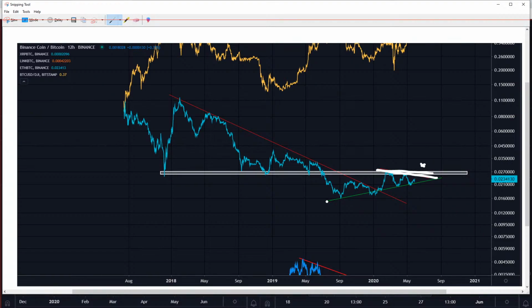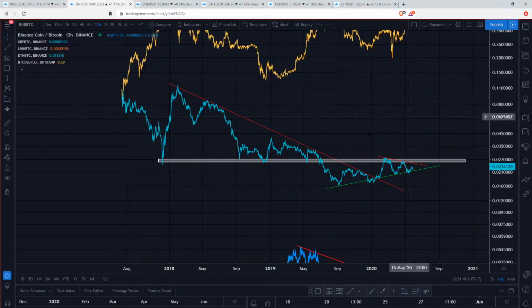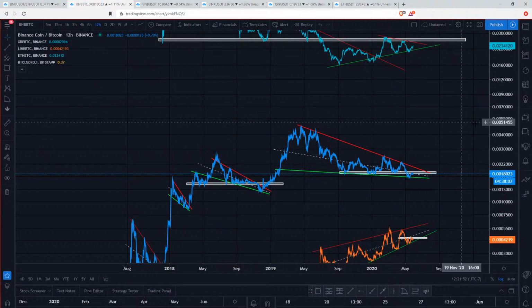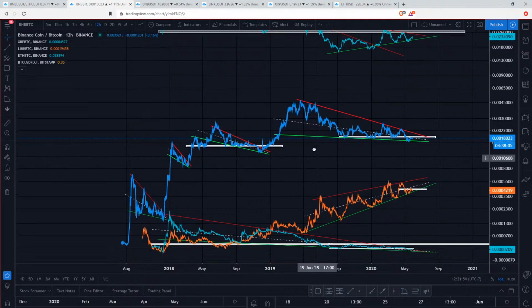But until it breaks the squeeze here, I think Bitcoin is going to be a good place to be in the short term. We'll look at the Bitcoin dominance chart as well to validate that. So that's going to be Ethereum compared to BTC. Now we're going to look at BNB, which is Binance Coin.